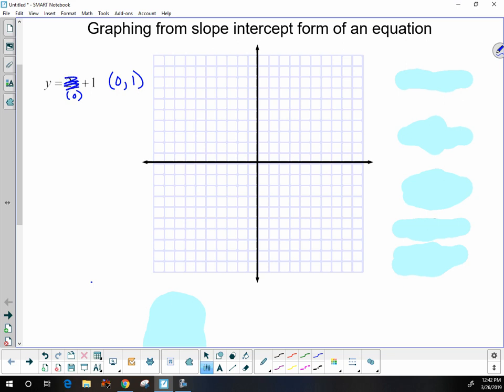I kind of like to just block that out. I'd cover it up with my finger, but you can't see that on the video. The other number that you don't really know much about yet is this number that is multiplying x. This is your slope.